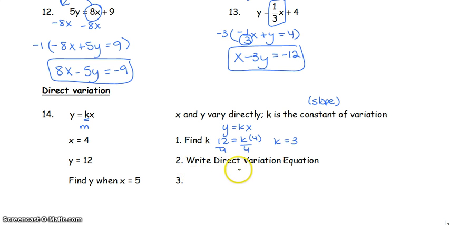So then we're going to use that to write our direct variation equation. So y equals 3x. That shows me that my equation has a slope of 3, no y-intercept. Direct variation always starts at 0, 0, so there's no number there. And number 3, our last step, is to find y when x is 5. So our equation is y equals 3x, and we're told that x is 5, therefore y is 15.